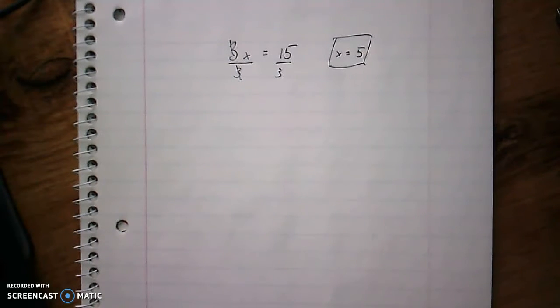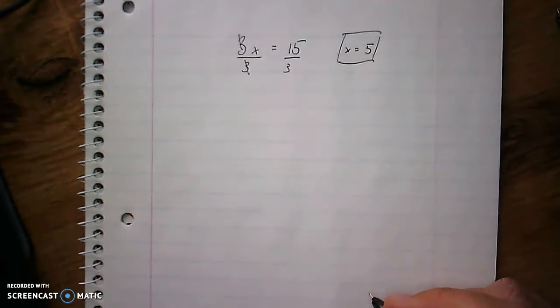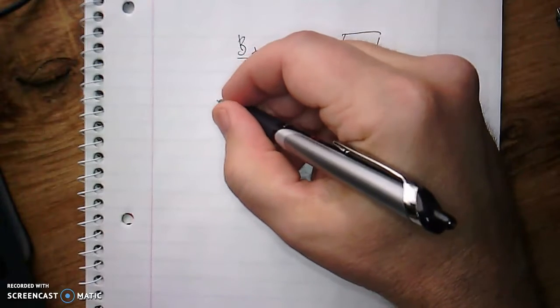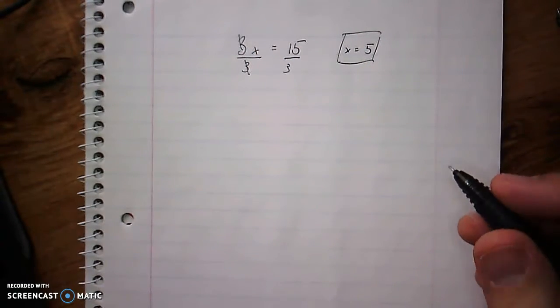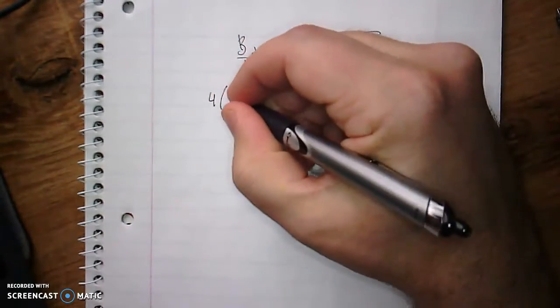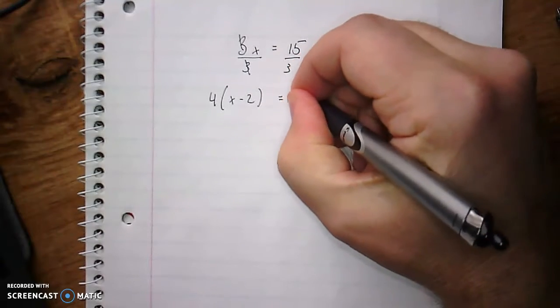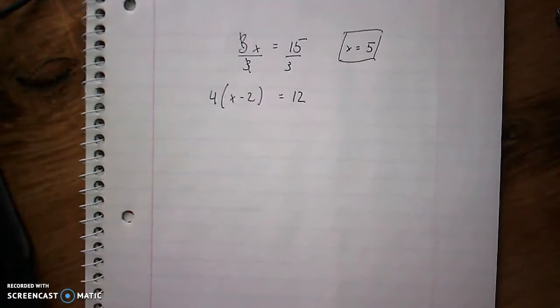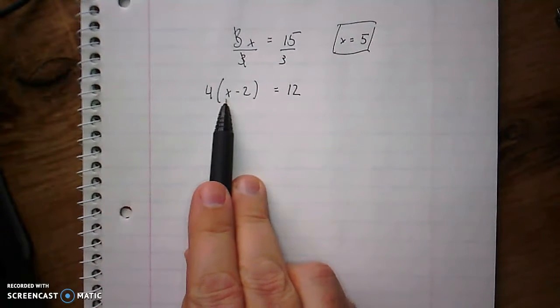Now the next equation we're going to deal with has a different setup, and it's going to be dealing with distribution, distributing values throughout a series of parentheses. So again, this is the equation we're going to deal with. We're not going to worry about where the equation comes from or what x is going to represent. So we're going to start with 4 times a quantity x minus 2 is equal to 12. Again, we're simply going to solve for the value of x.